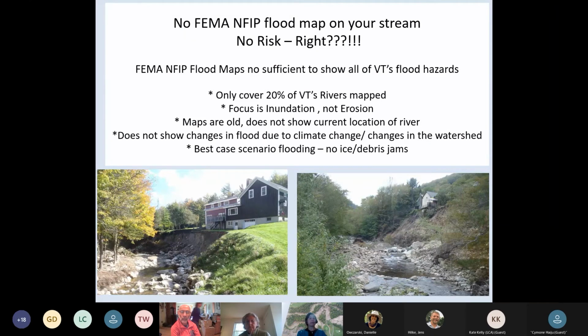Most of us may be familiar with the National Flood Insurance maps. However, they only cover about 20% of Vermont's streams, and they don't represent the true amount of possible flooding on various streams, and if they've not been mapped, most people don't think that there is a risk. The National Flood Insurance maps are focused on inundation, so they don't show the potential risk from erosion. And elevation to avoid inundation is often ineffective in protecting structures from erosion.